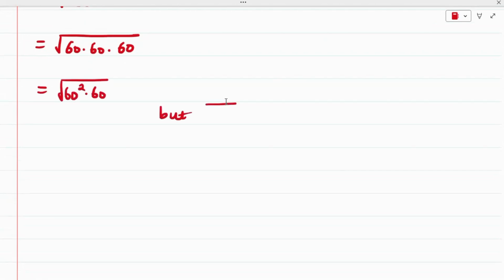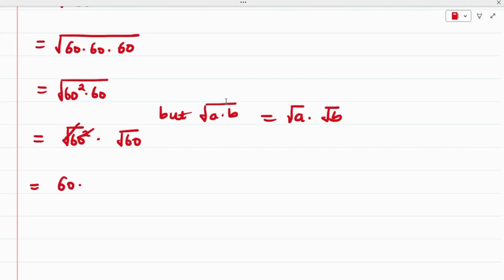But if we have the square root of a multiply b, this is equal to the square root of a multiply the square root of b. So this is equal to the square root of 60 square multiply the square root of 60. So we cancel out the square and the root, we have 60 multiply the square root of 60, now 60 can easily be expressed as 4 multiply 15.